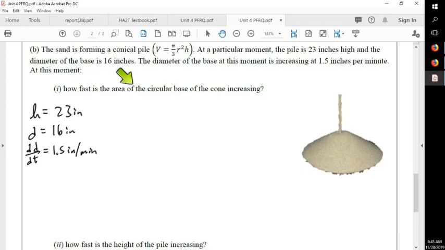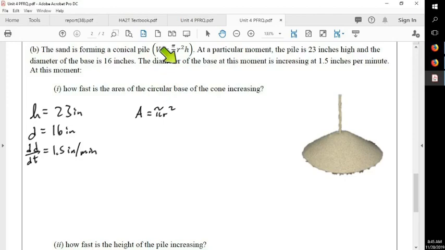How fast is the area of the circular base of the cone increasing? Oh, but what? Area? Wait, we weren't talking about area at all. We were talking about volume. So it's trying to play games with us. Let's see. What is the area of a circle? Pi r squared. Hey, that's a simple formula. That's probably why it doesn't give it to you, because you probably should know that. So this is the area of a circle.